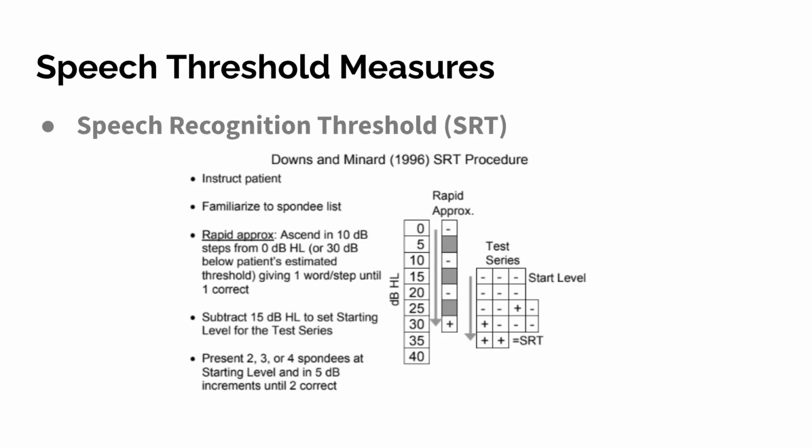So here's a pictorial representation of this procedure. I do have the article in the supplemental materials on Blackboard if you want to read it. It's a pretty easy read from the Hearing Journal. Instruct the patient, you familiarize the patient, you ascend in 10 dB steps from 0 dB HL or 30 dB below the estimated threshold if they have a previous threshold, giving 1 word per step until you get 1 correct. Then you subtract 15 dB to find your starting level for the test series. Then you present 2, 3, or 4 spondees at the starting level in 5 dB increments until 2 are correct.